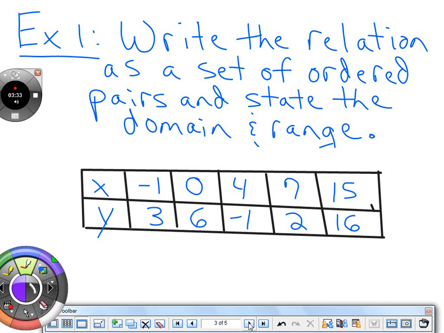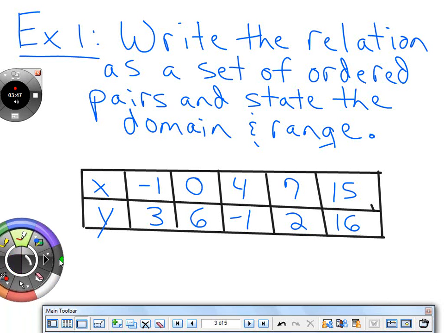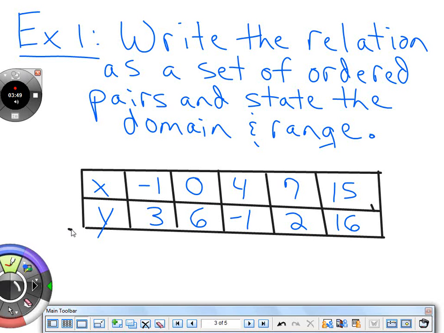Okay, here's an example. It says, write the relation as a set of ordered pairs and state the domain and the range. We're looking at a table of values, and the first thing is, if you want to state it as ordered pairs, then you just use the brackets. So you do these little bracket things, and then you just write the ordered pairs that you see there.